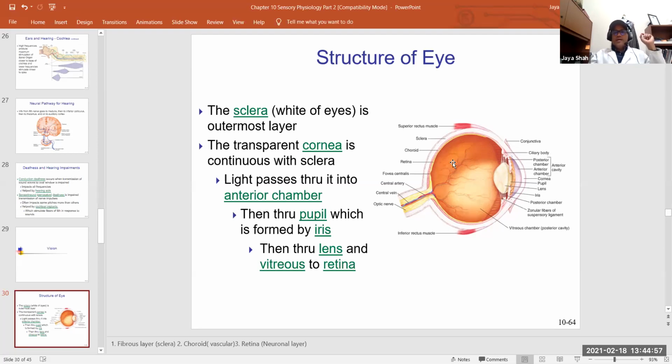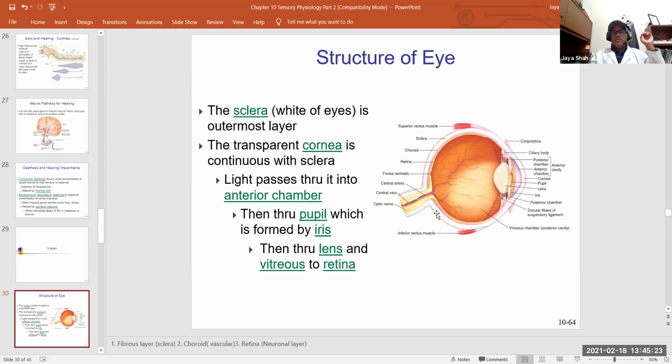Okay. Now, these are the three layers all around here. But if you come to the anterior pole of the eye, these three layers are modified and they have different names. So the names are cornea, iris, pupil, lens. Those are the names.